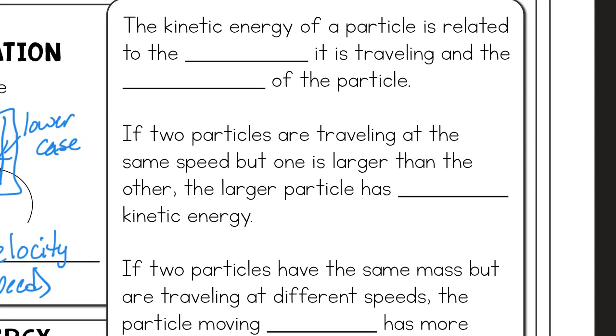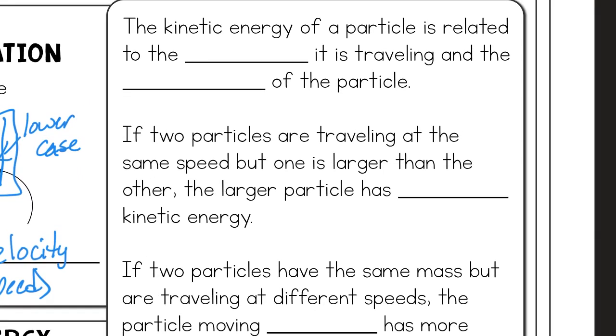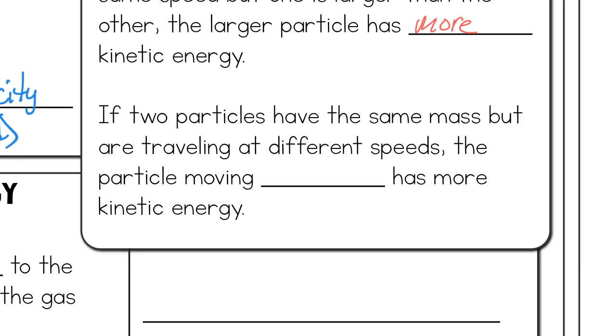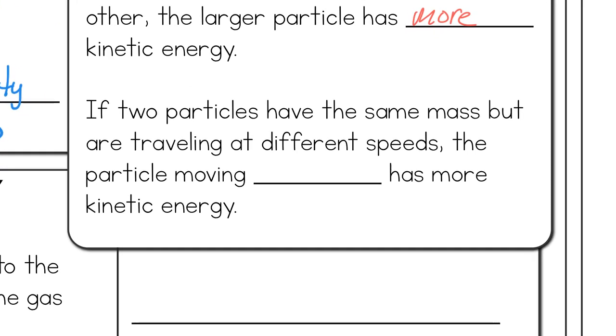How this works is kinetic energy of a particle is related to the speed it's traveling and the mass or the weight of the particle. If two particles are traveling at the same speed, but one is larger than the other one, the larger particle has more kinetic energy. If two particles have the same mass, but are traveling at different speeds, the particle moving faster has more kinetic energy.